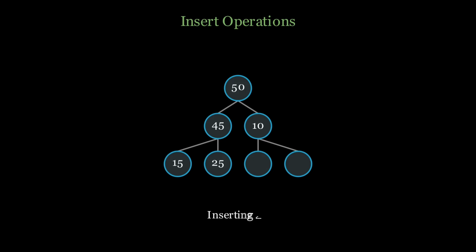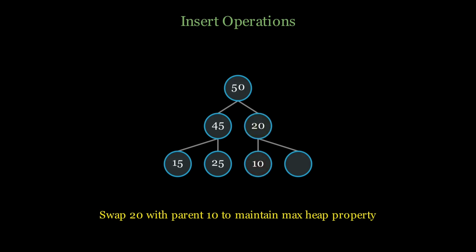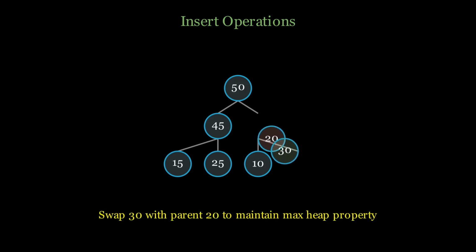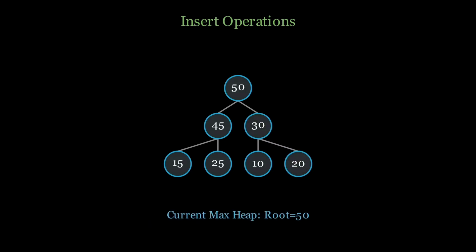Next we add 20. We place it and compare it. It's larger than its parent 10, so we swap once and then stop. Finally, we add 30 and we compare it with its parent 20. It's larger, so we swap it and the heap property is properly maintained. Finally, we have inserted all our nodes into our heap. We can notice that it is maintaining the max heap property. Parents are always greater than their children.